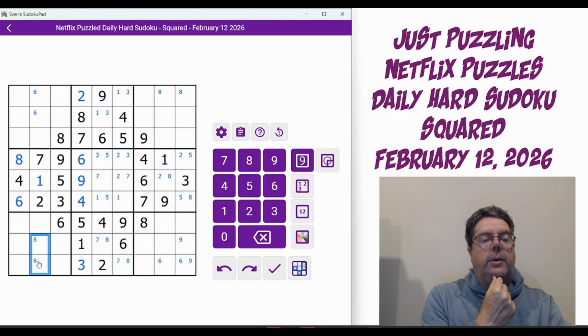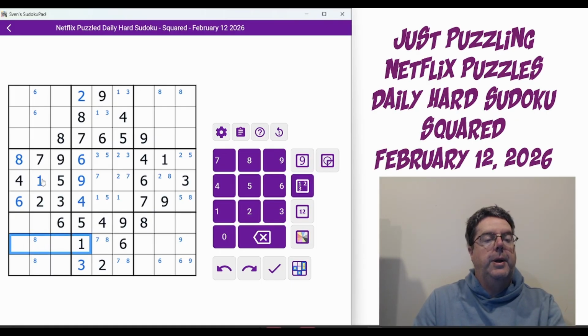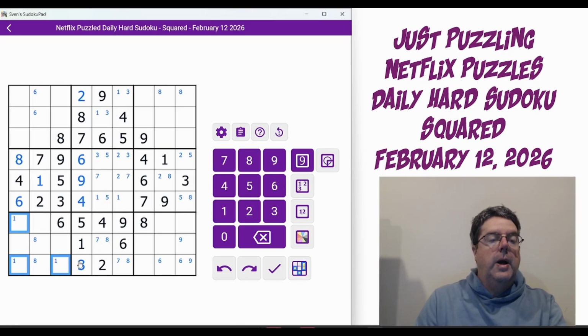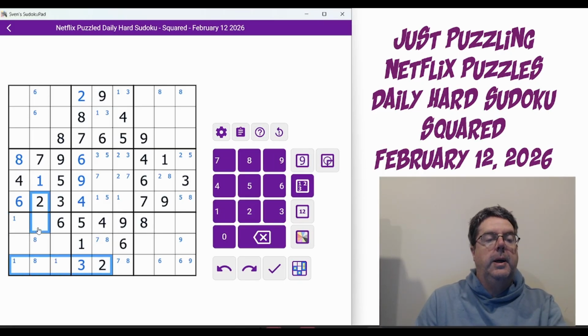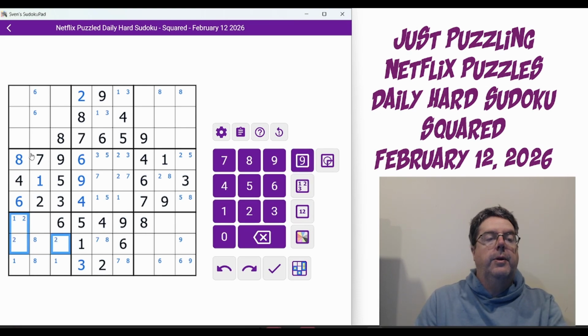Alright, so what I am thinking now is that this is a little bit stuck, so I'm going to start putting in the rest of the notes. Alright, so 1 comes down here, so 1 is one of these. 2 can't be here. 2 can't be here, so 2 is going to be one of these. By the way, I'm just going to fill in this 8. 8 can't be here, so 8 is one of these.